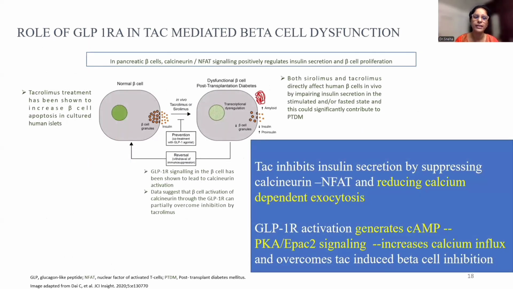So GLP-1 receptor agonist has some role in reversing the TAC-mediated beta cell dysfunction. So what happens? The TAC inhibits insulin secretion by suppressing the calcineurin NFAT and reduces the calcium-dependent exocytosis. So when we use a GLP-1 receptor agonist, this activation generates cyclic AMP, and that will increase the calcium influx and overcomes some amount of TAC-induced beta cell dysfunction.